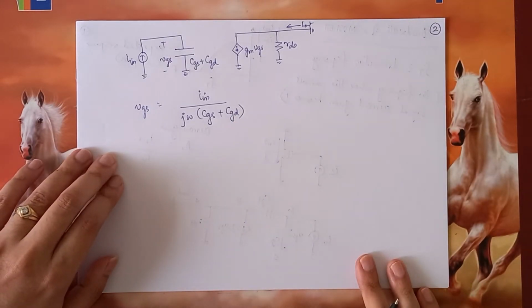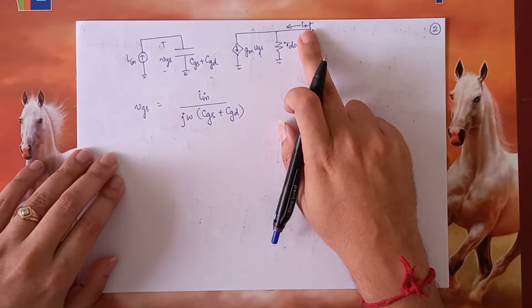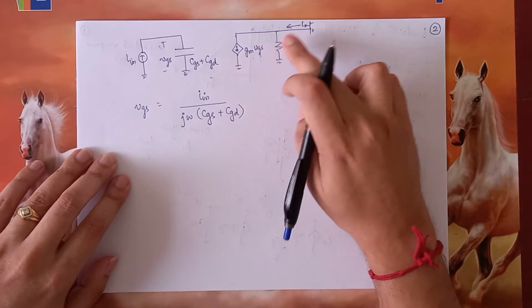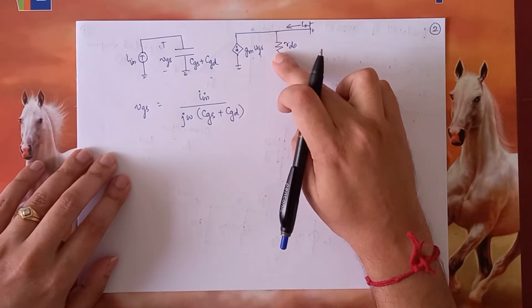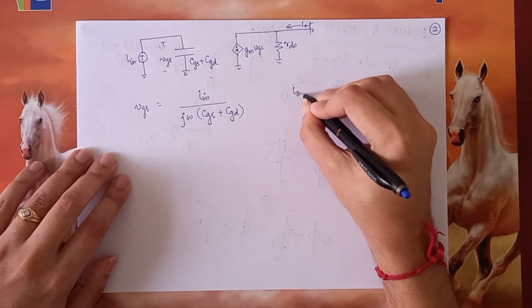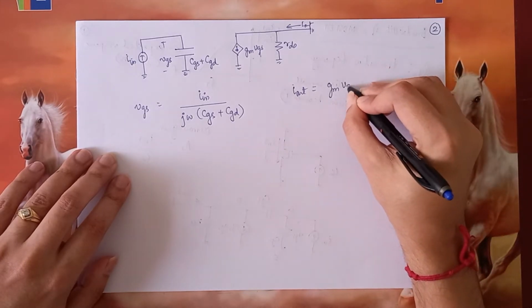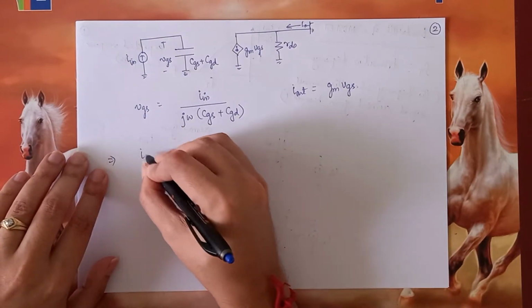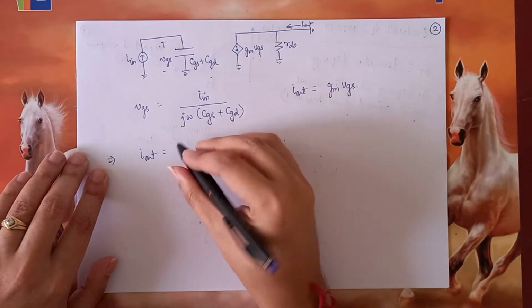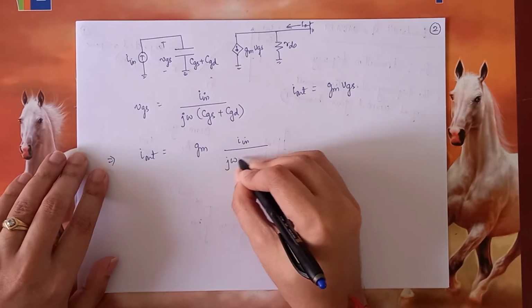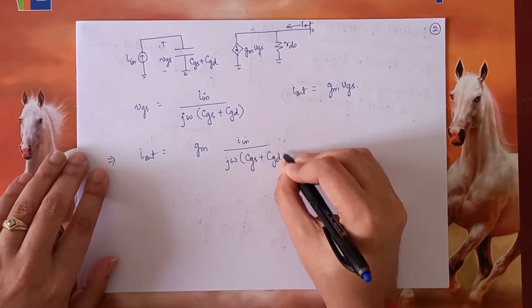And I out, what will be I out? I out will be nothing but GM times VGS, because this current source has two paths to go. One is to ground and the other is through the resistance. So obviously it will choose to go to the short circuit path. So I out is nothing but GM times VGS. We already know what VGS is. So therefore we can say I out is GM times this quantity, that is I in, divided by j omega (CGS plus CGD).